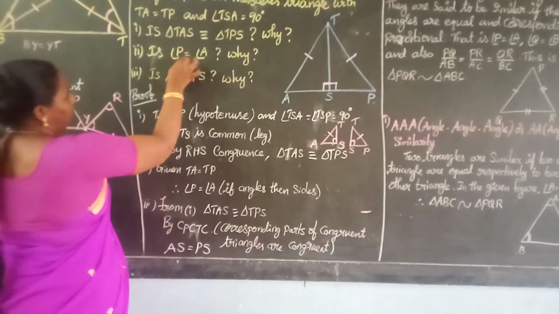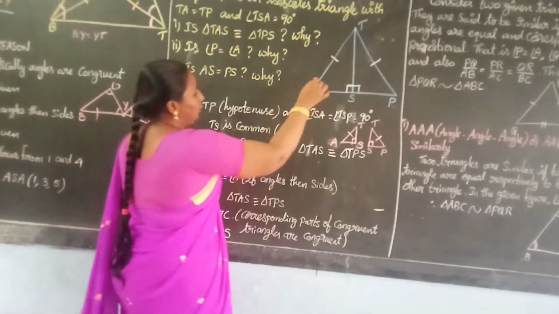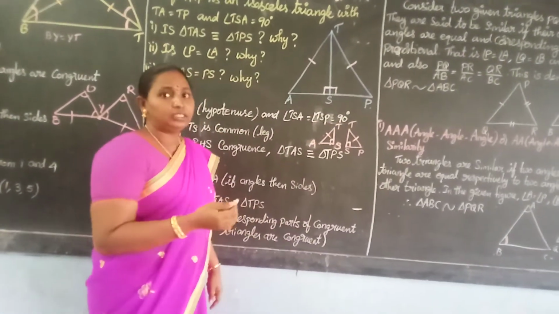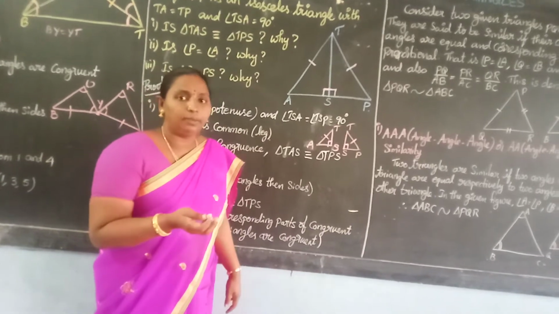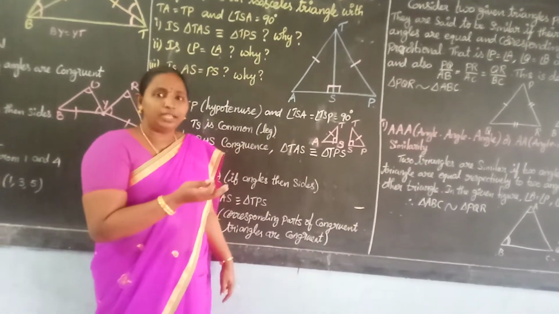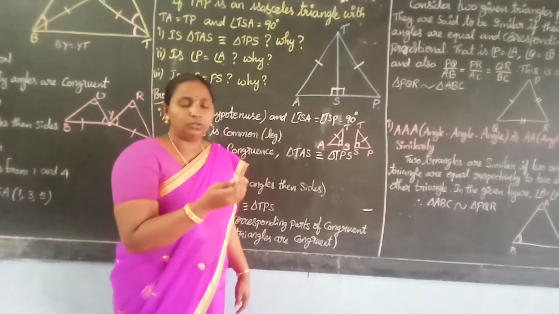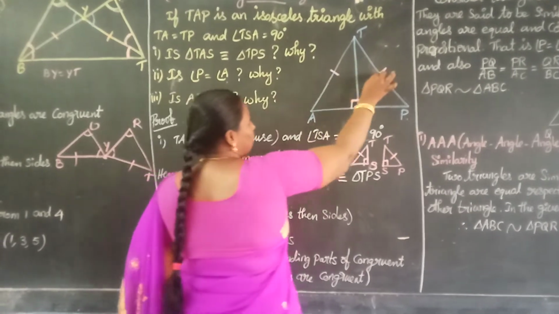What have they asked us to do? Angle P equal to angle A. They have given TA equal to TP. If angles then sides, we learned this. What is the meaning? If any two angles of a triangle are equal, then the sides opposite to those angles are also equal. Here they have given two sides equal.